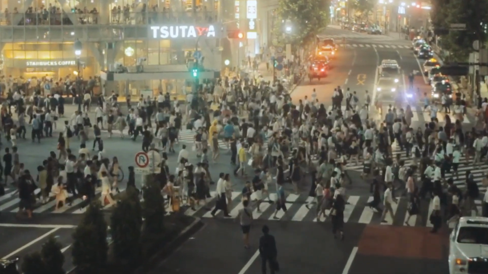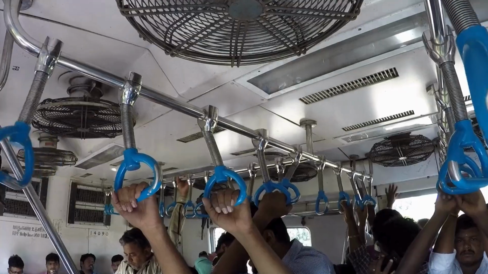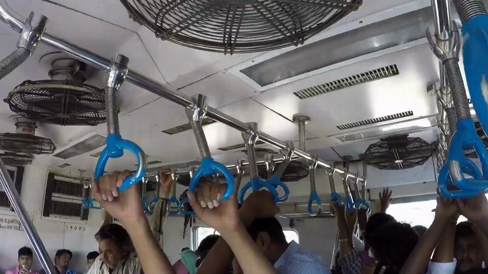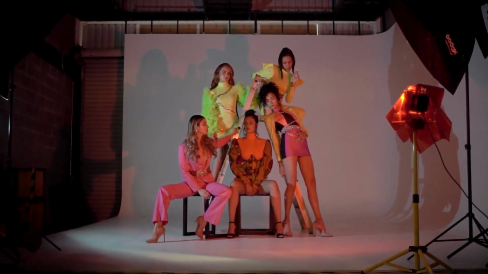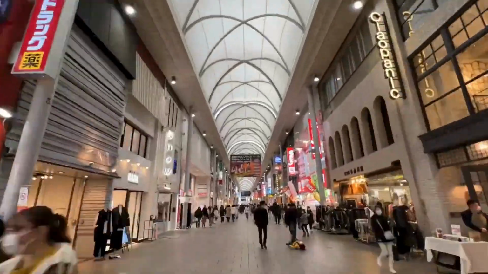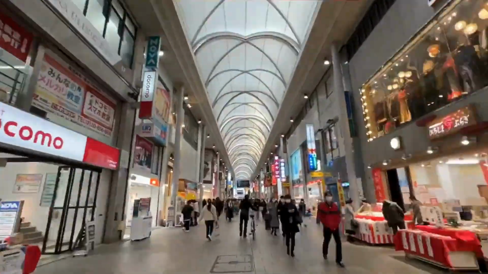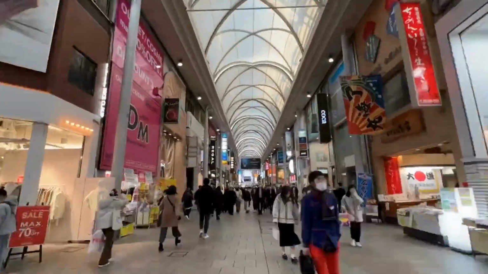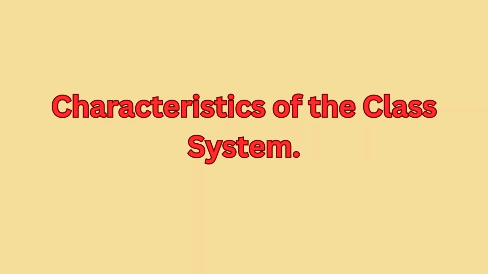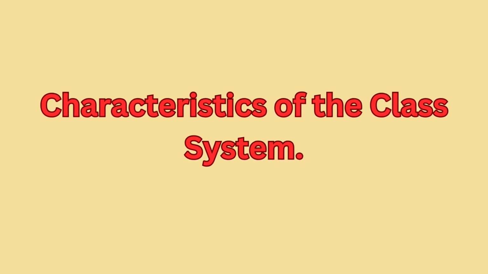In the class system, there is room for dynamics, making it an open stratification system. People with the same economic status form a class, and within these classes, individuals hold equal positions in the economy. Let's explore the key characteristics of the class system.